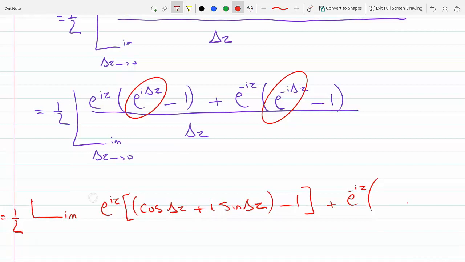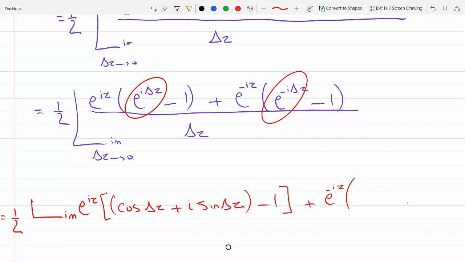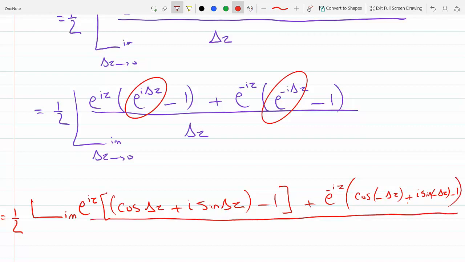And move this a little bit to the left so we can have room. Cosine minus delta z plus i sine minus delta z minus 1, all over delta z, and the limit as delta z goes to 0.